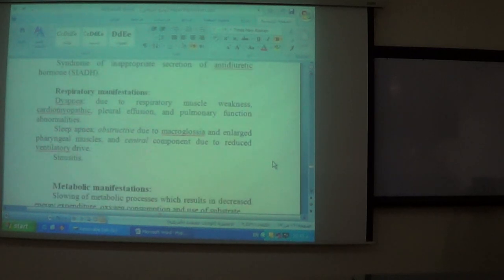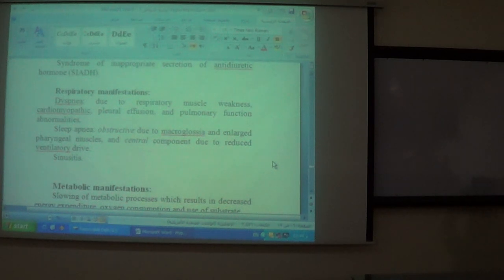Respiratory manifestations include dyspnea. This patient, as we have said in the beginning of the lecture, is fatigued and has bone aches. These patients cannot do movements easily, cannot exercise easily. So this patient complains of dyspnea. This dyspnea may be related to respiratory muscle weakness as skeletal muscle, or cardiac muscle weakness, cardiomyopathy, as we have said, or may be related to pleural effusion. This patient may have ascites, may have pericardial effusion, may have pleural effusion. Any serous membrane may ooze in this patient. Or pulmonary function abnormalities, so-called VQ mismatch, or diffusion of gases may be affected. So this patient has dyspnea. Globally speaking, this patient is prone to develop dyspnea.